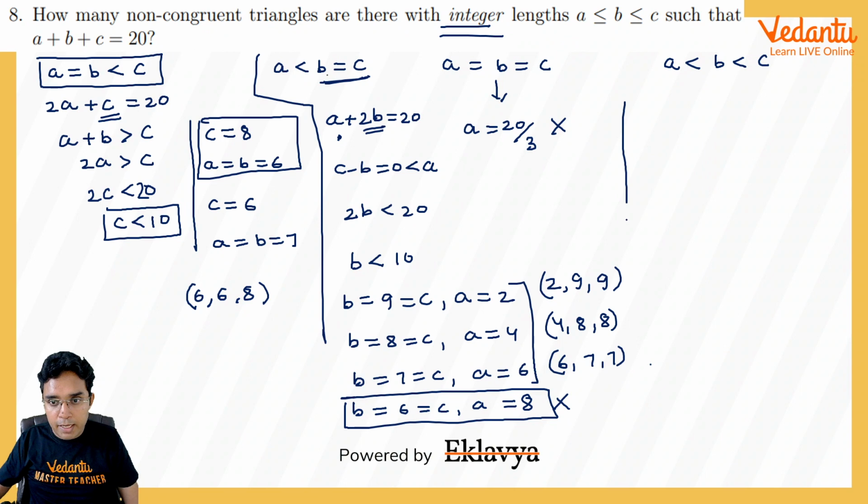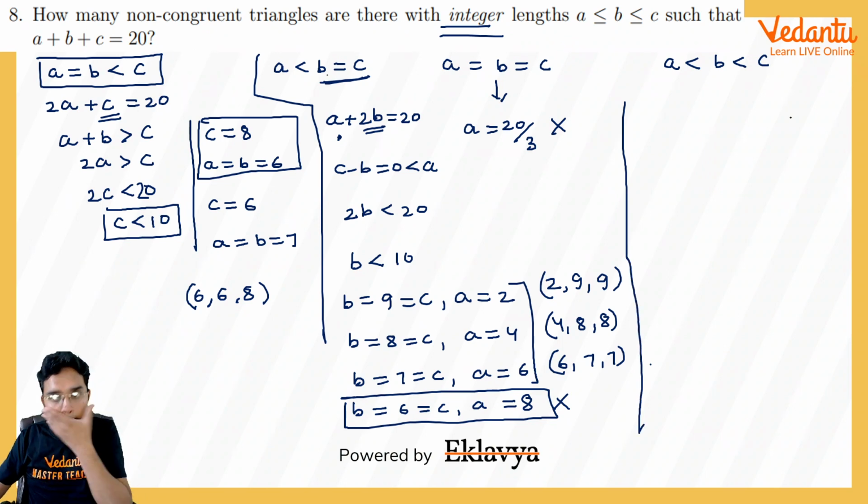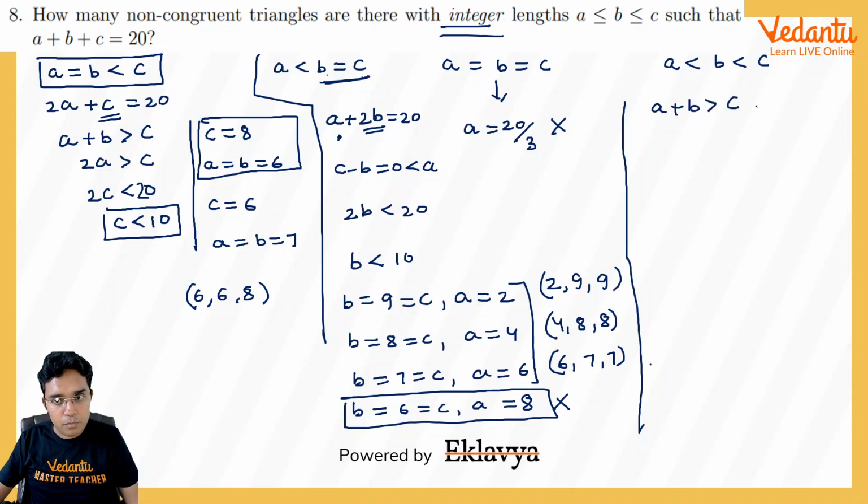Now coming to A less than B less than C. Once again, in this case, my A plus B should be greater than C, and A plus B is equal to 20. So if we put A plus B as C, once again this 2C will become less than 20.